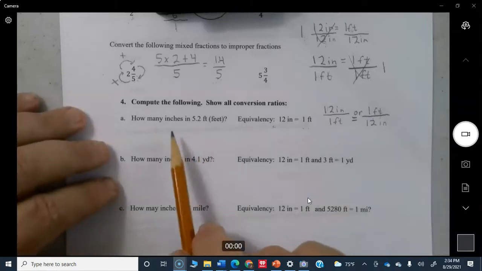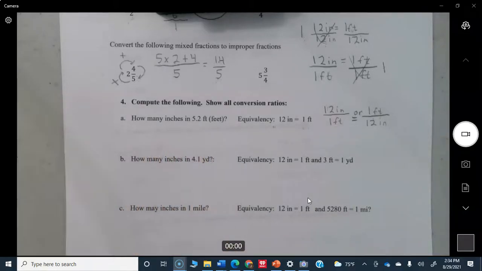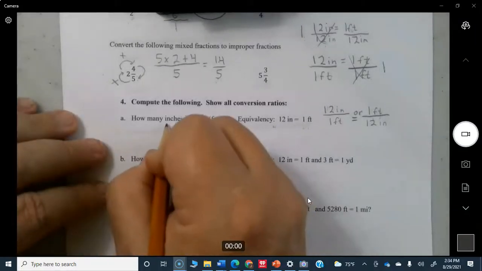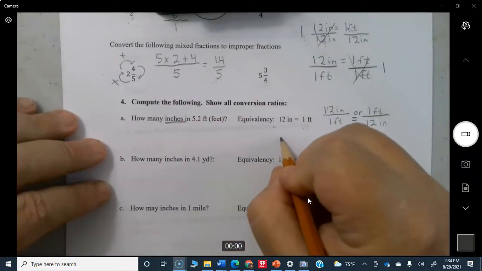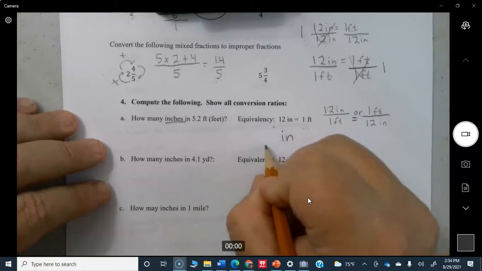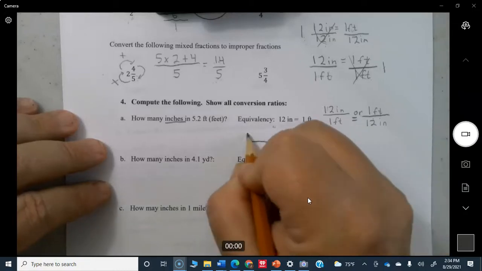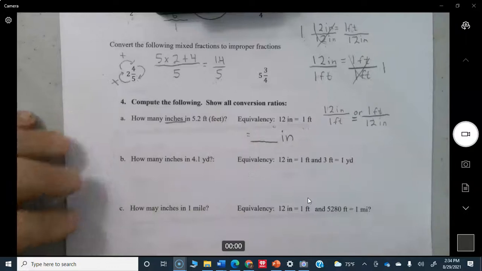So what you start off by doing is identify what the question is asking for. What does it want to know at the end? What it wants to know is inches. How many inches? So I'm going to come way over here on the right. I'm about to set up an equation, and I'm going to write some number of inches. So that's where our final answer is going to go.